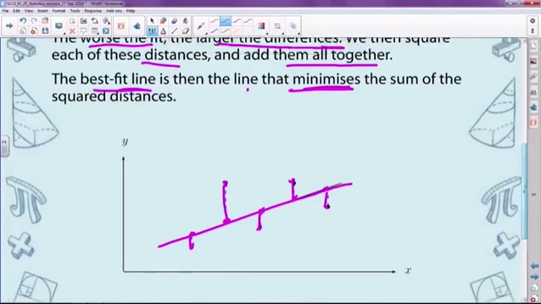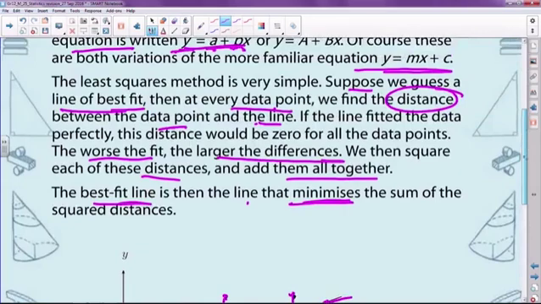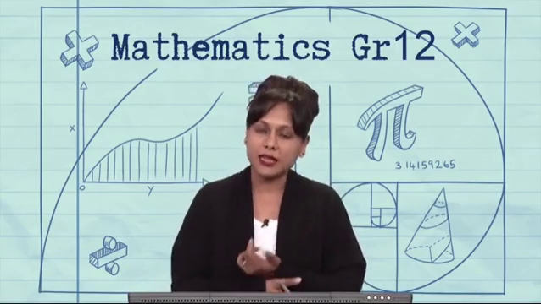And the method that we're using, this sum of the square distances to work out the best fit line, what we do is we square the distances between the data point and the line, we add them all together. The best fit line will be the line that minimizes the sum of the squared distances, okay? And that was really the key concept that you learned in grade 12 and that you will be examined on at the end of the year.